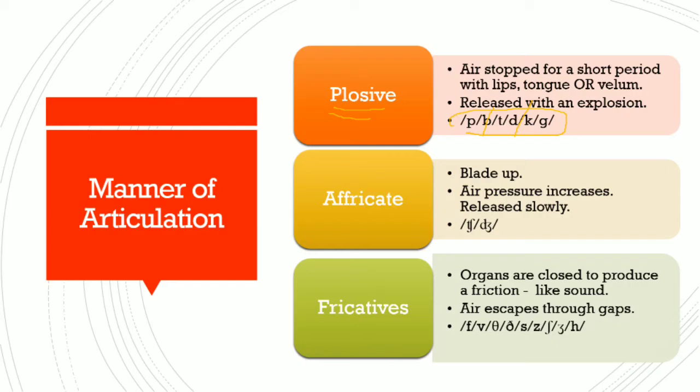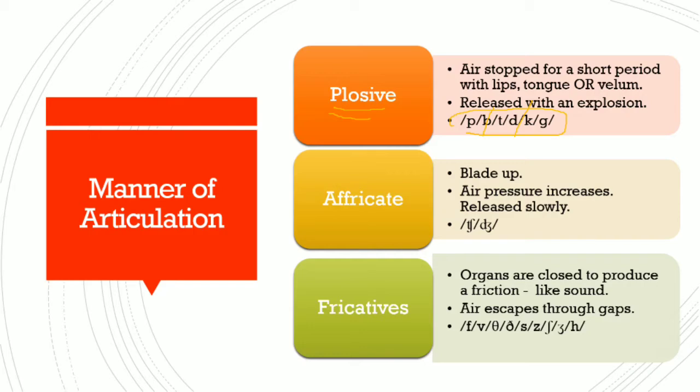Fricative occurs when two vocal organs come close together to produce a friction-like sound. So two organs come together and there is friction there. The sound that is produced is the air escaping through the gaps in that friction. For example, in consonants such as f and v, you have your upper teeth and your lower lip to produce f and v. So there you have friction. The sound f and the sound v are the result of that interaction between upper teeth and lower lip.